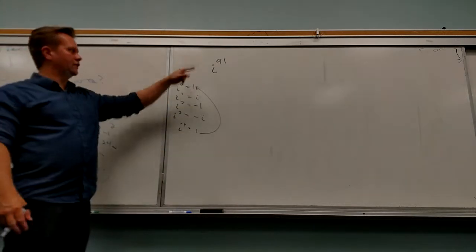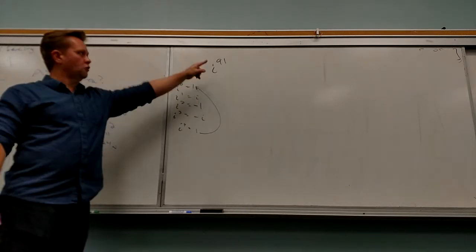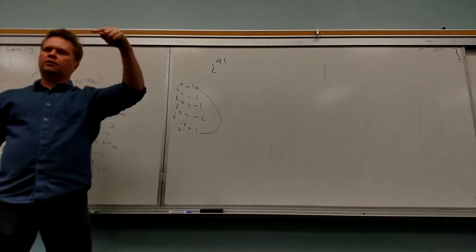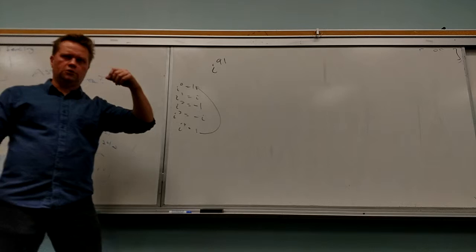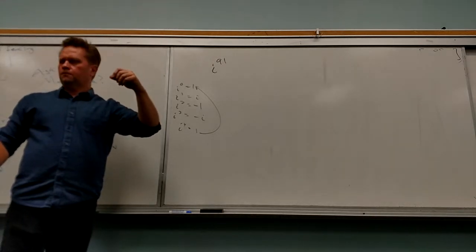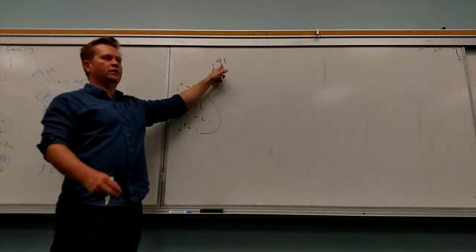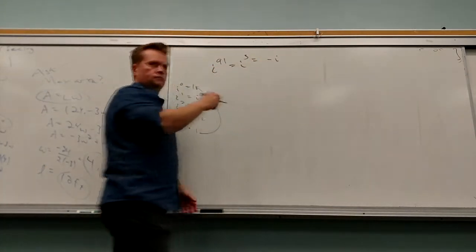So if 4 goes in evenly, it's 1, because that means I'm at the beginning again. 4 goes into 91. Well, watch how you can do this. What number right below 91 does 4 go into? 88. Yeah. And which is how far away from 91? 3. So it would be remainder 3, so it equals i cubed, which is negative i.